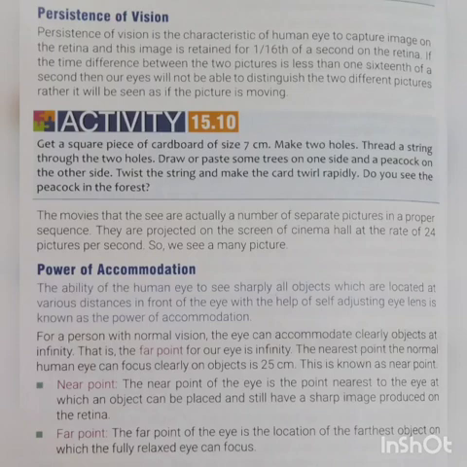And what about the far point? The far point of the eye is the location of the farthest object which the fully relaxed eye can focus. That means the eye can focus on images placed very far away from the eye lens.